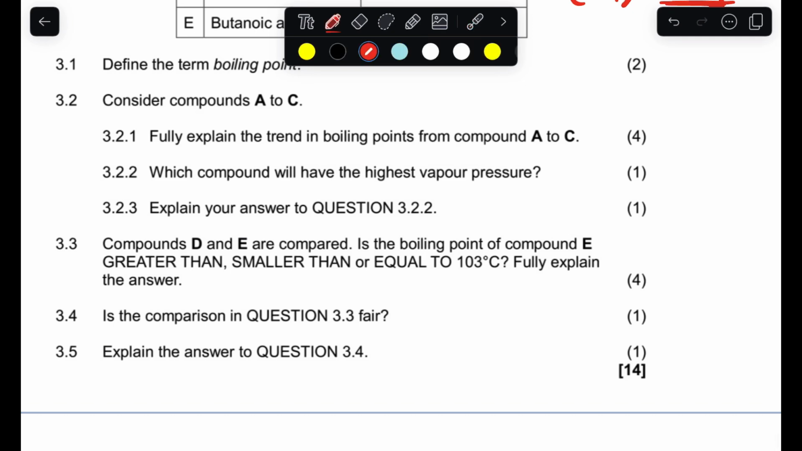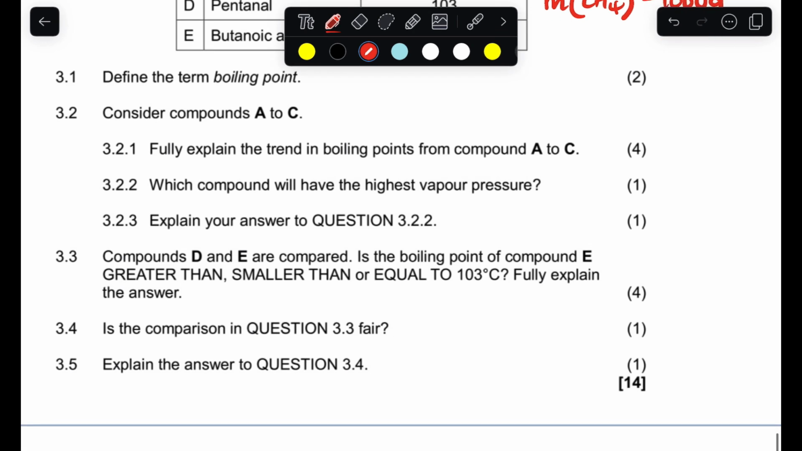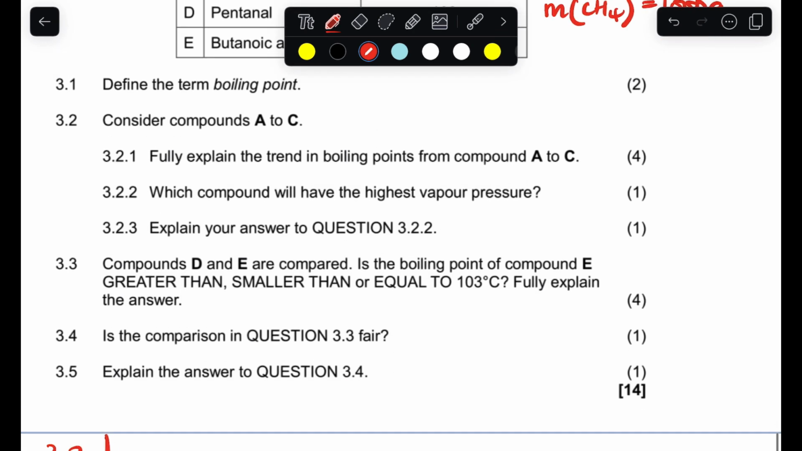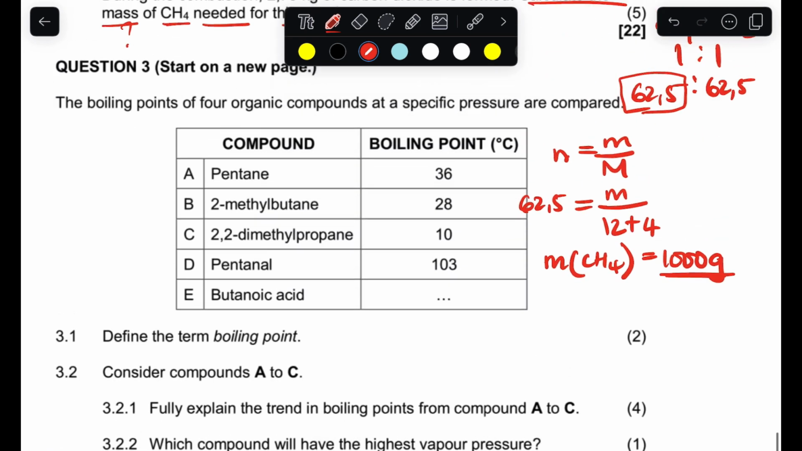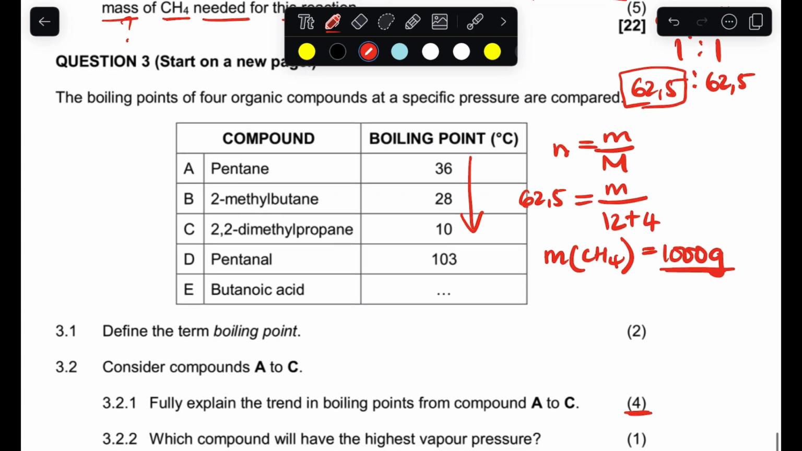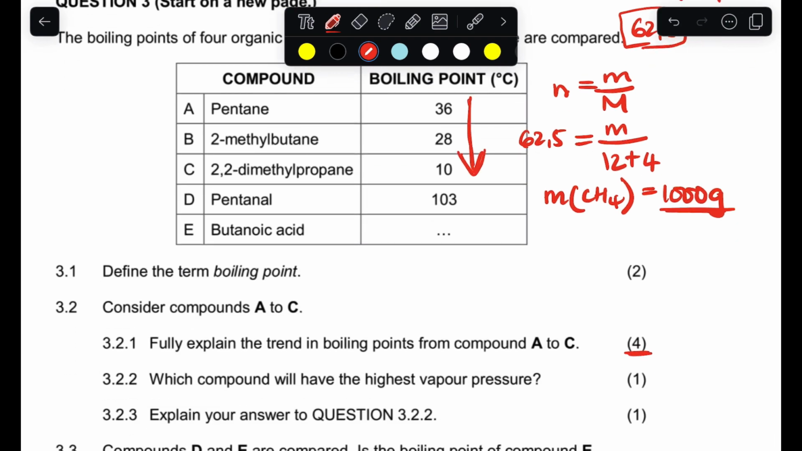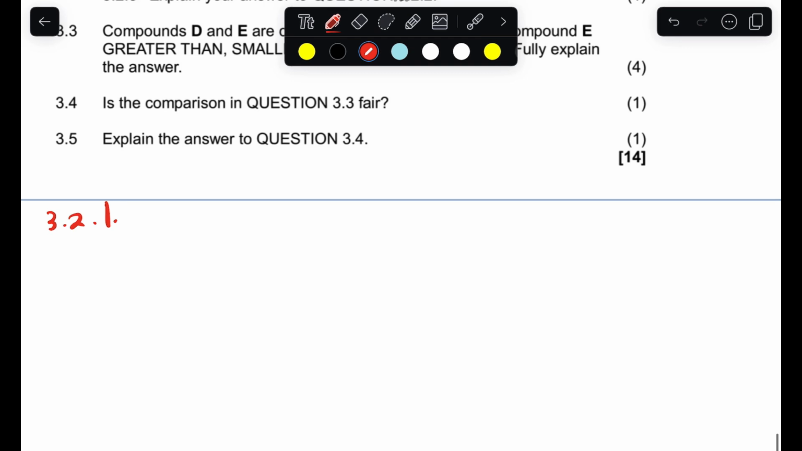As you can see there, guys, given the same homologous series, which is alkane, in 3.2.1, how are you going to answer that to explain the trending boiling point? You can see it's decreasing there, and we're given 4 marks, so it needs to be 4 points, right? So the first point there, it's going to be what?